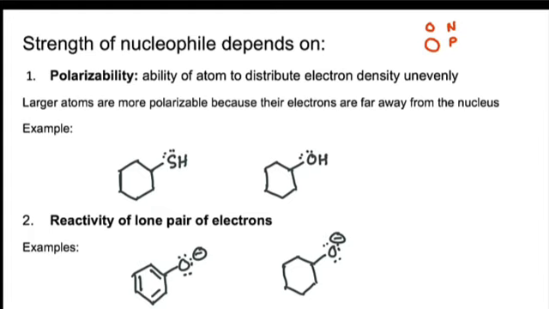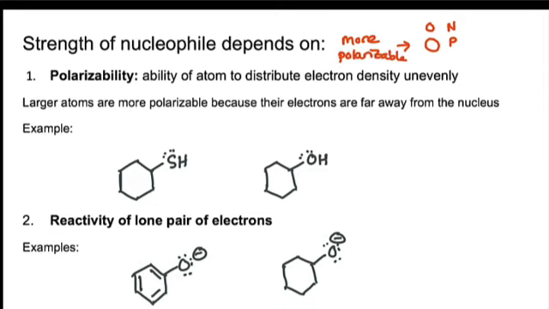Really what's happening here is that the electrons are held out farther away from the nucleus, and so they're more able to distribute their electron density unevenly. All right, so larger atoms are more polarizable, and that's going to make them better nucleophiles.